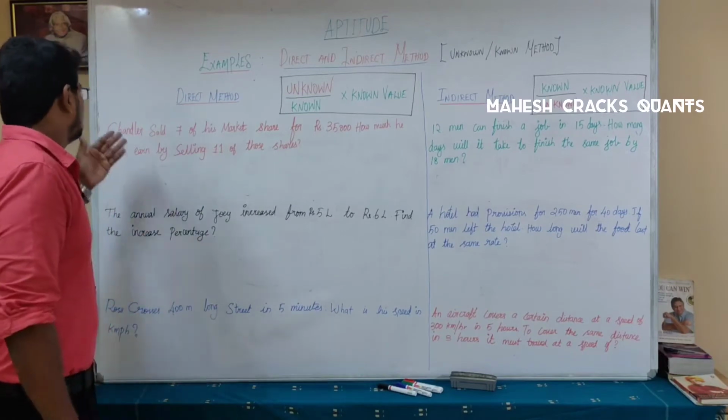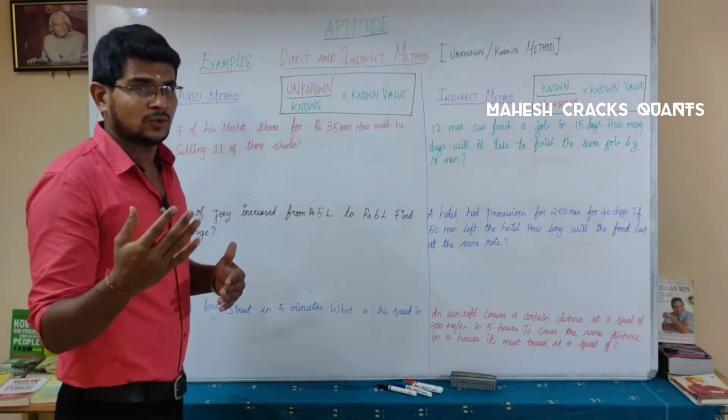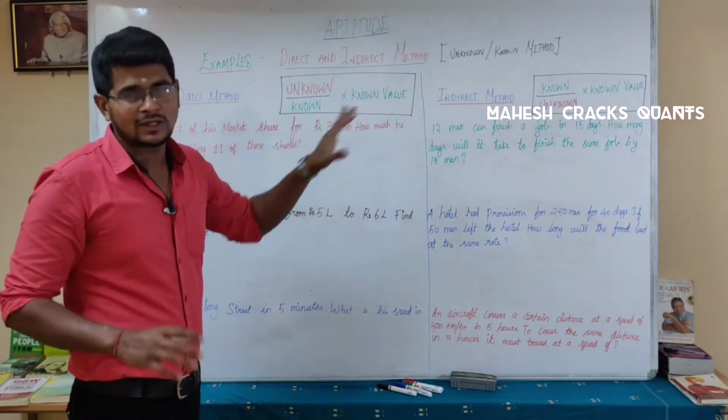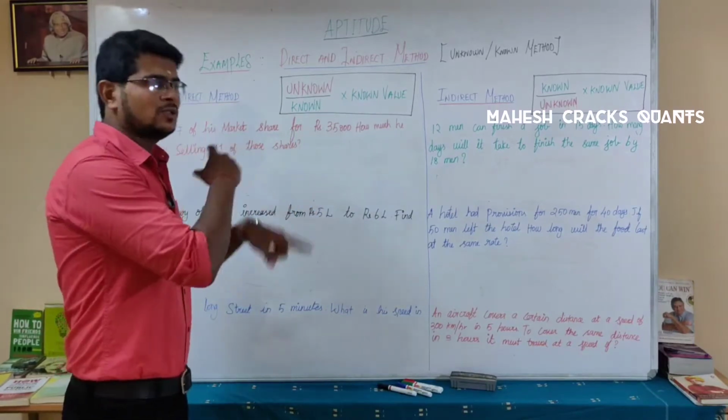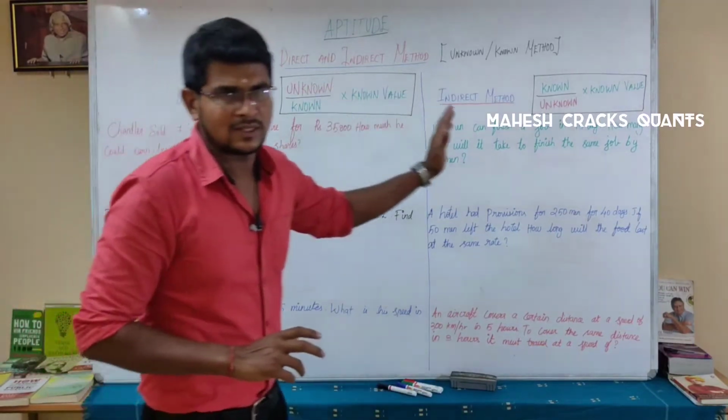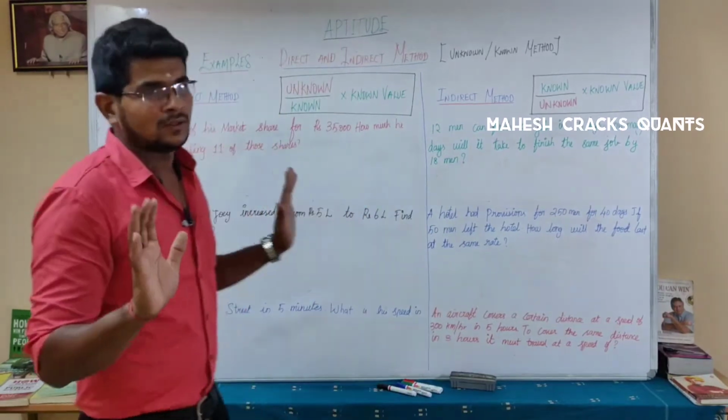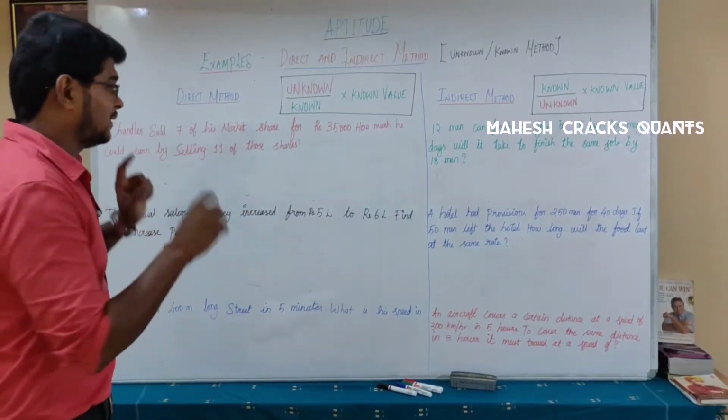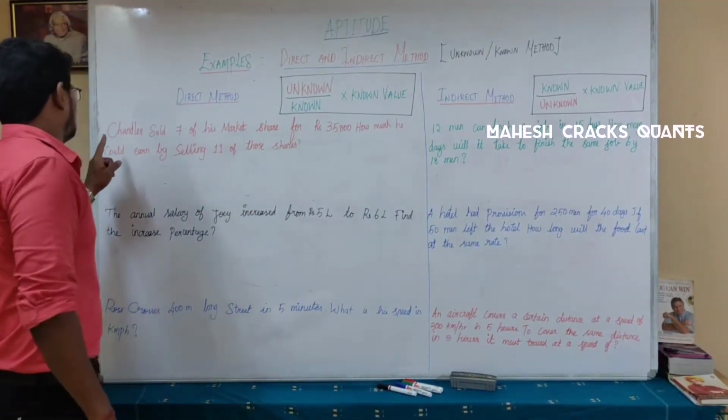In the direct method, we already know the formulas. Unknown by known into known value is the direct formula. The inverse of this will be the indirect formula, which is nothing but known by unknown into known value. First problem in the direct method.